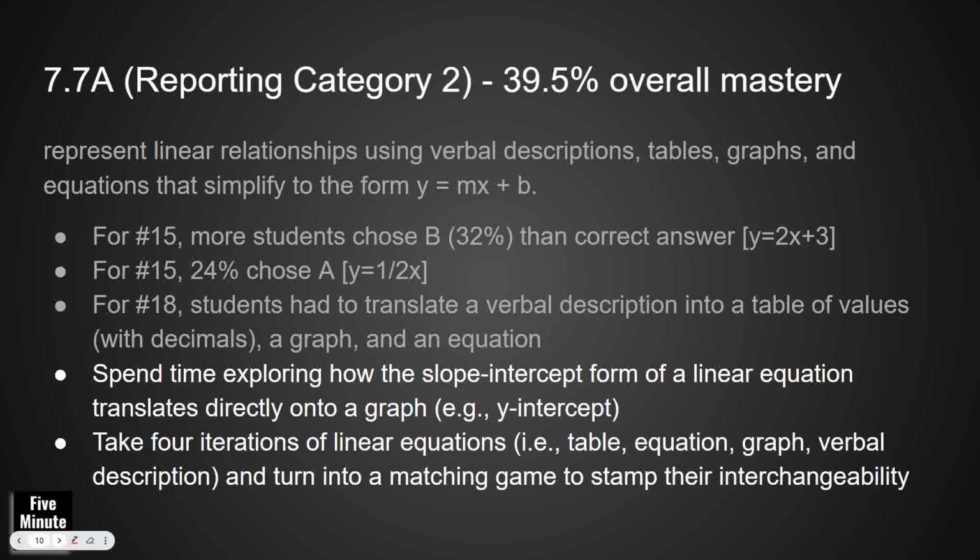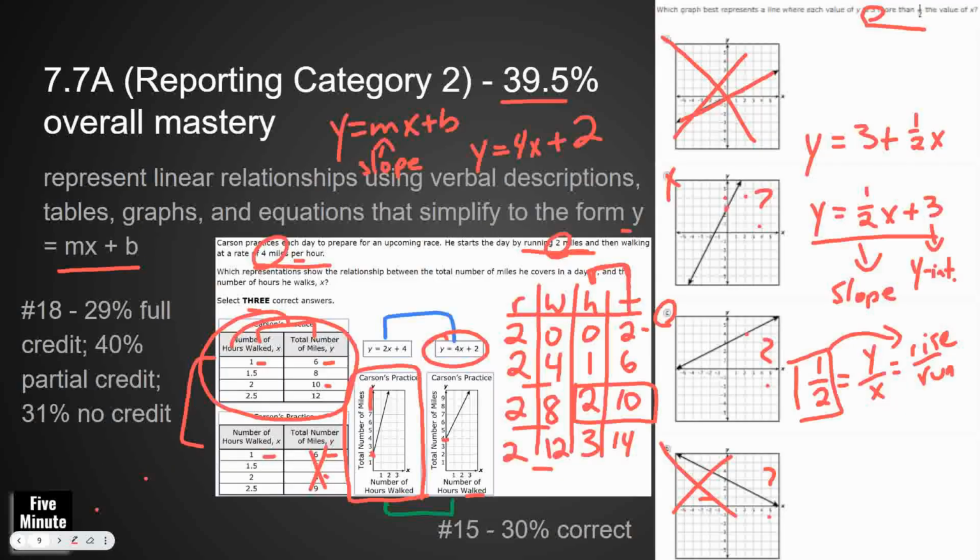And then 24% chose A, y equals 1/2 x. So A has the correct slope.